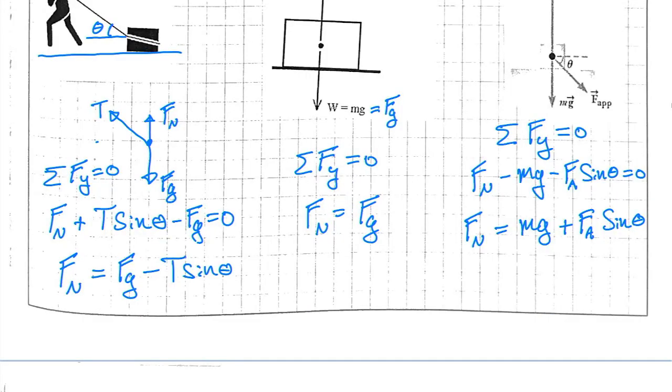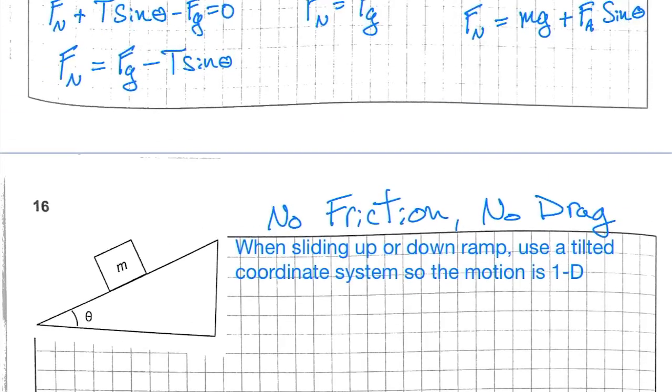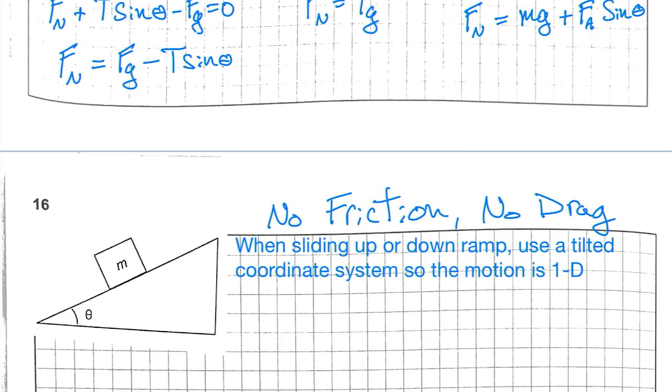Next page. We've got a block on a ramp. There's no friction and no drag here. And when we're sliding up and down a ramp, we're going to use a tilted coordinate system, so the motion is one-dimensional.